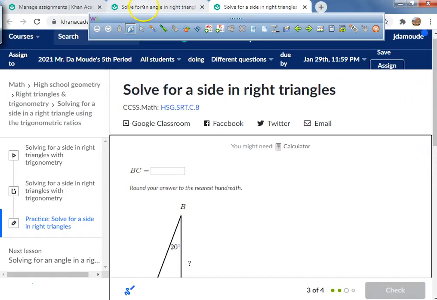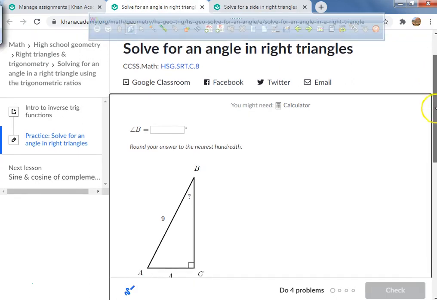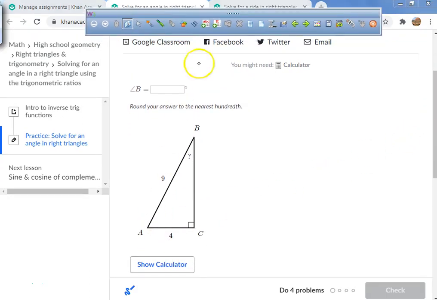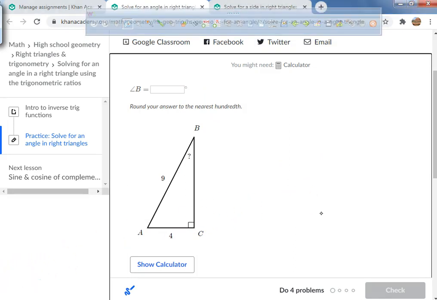The next thing we're going to talk about is solving for the measure of an angle. So if you would please, I'm going to pause the video. I'm going to reward some students who are doing what they're supposed to, and then we're going to keep moving on. All right, so here we go.